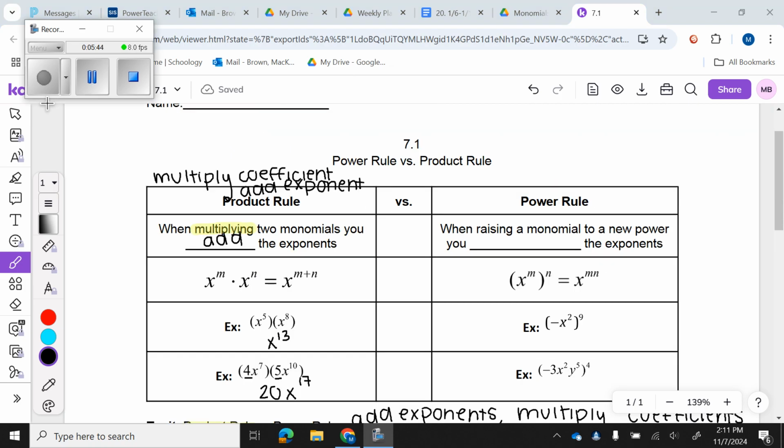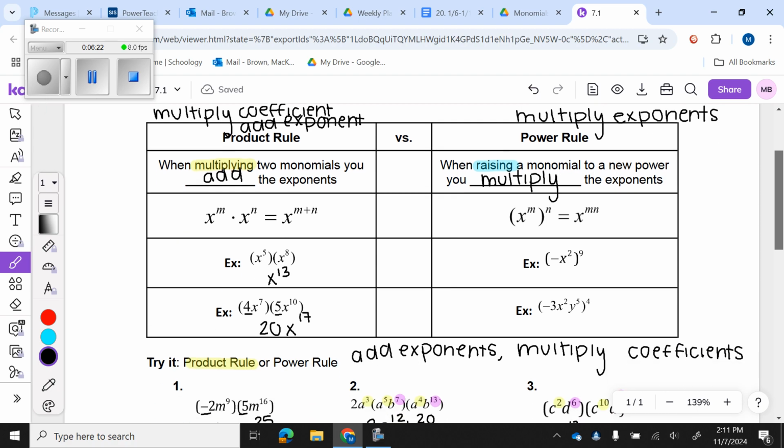All right, so that was the product rule. That's when you're multiplying. The power rule is when you are raising a monomial to a new power. When you are raising a monomial to a new power, you're going to multiply the exponents. So in this case, you're going to raise the coefficients and then multiply the exponents. Right here, I'm going to raise my coefficients and multiply my exponents.